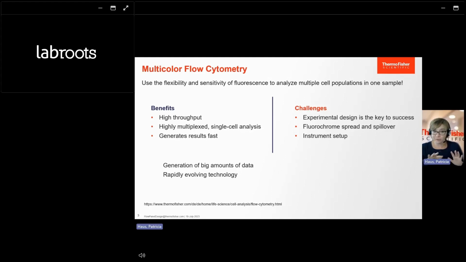So flow cytometry generates all of those data super fast. And that is usually why you would choose this technique over other techniques like a confocal microscope if you want to process a lot of samples or if you want to know a lot about one cell.